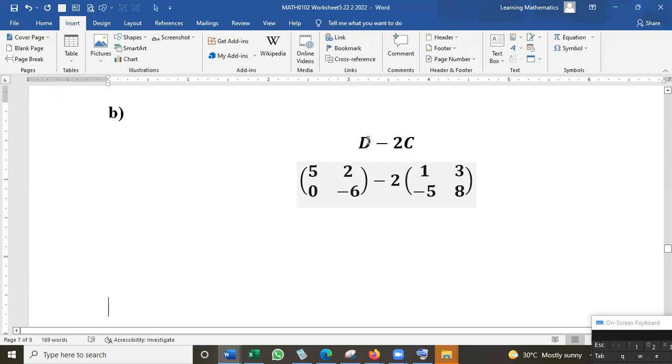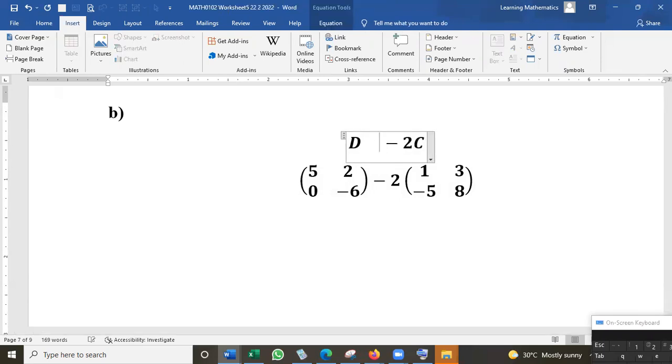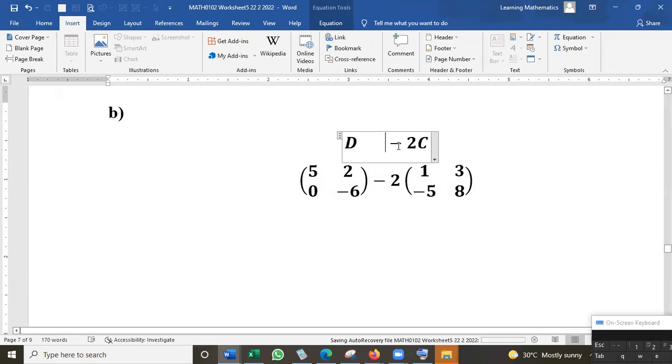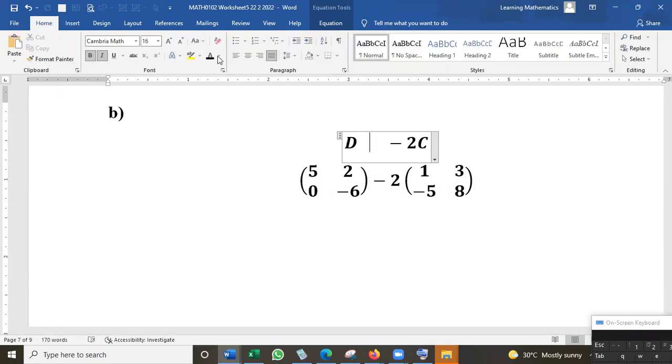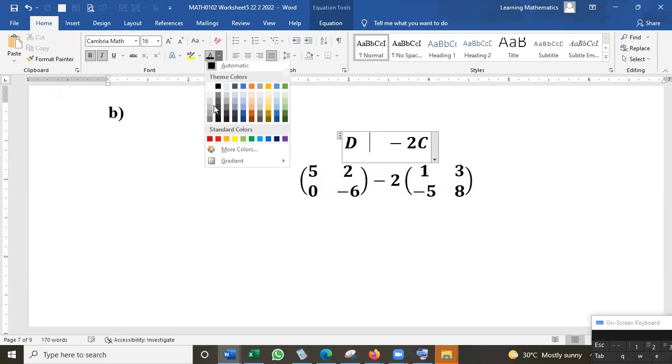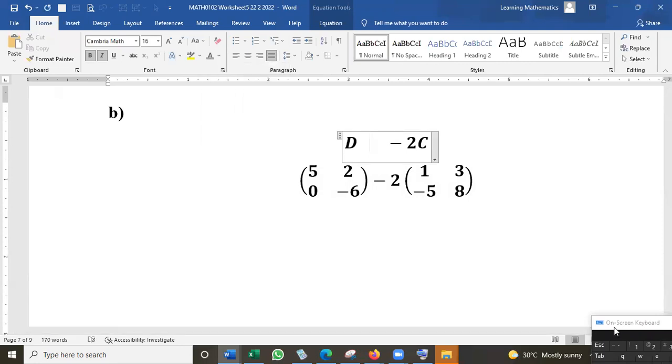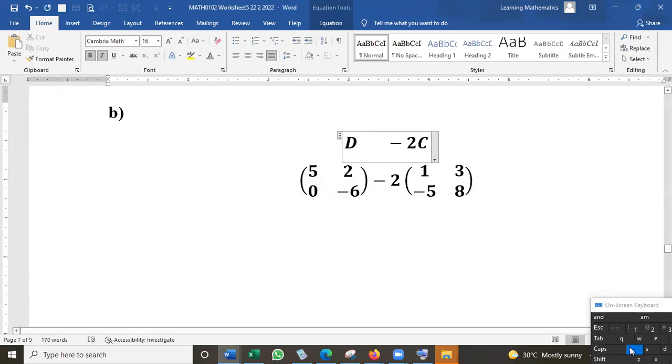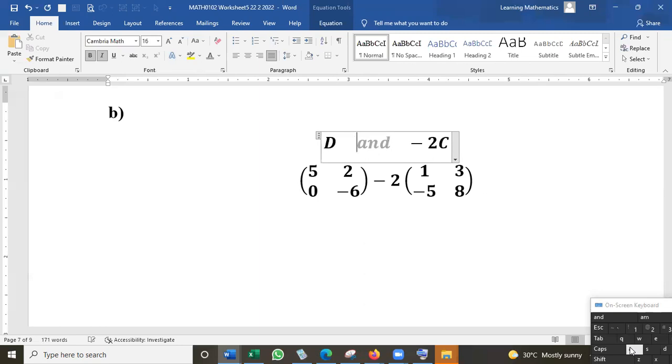Bear in mind that negative sign belongs to the 2. If you have to make any separation, that negative sign belongs to the 2. That's a D, and you can put an invisible and, or a little light and, negative 2C. That's what is actually going on there. It's a D and a negative 2C.